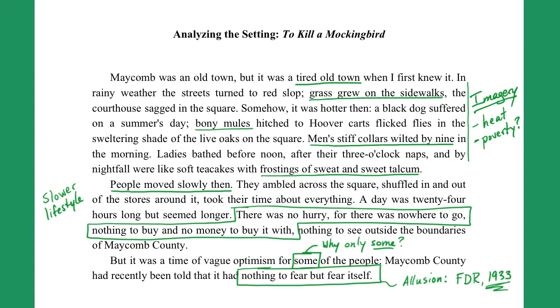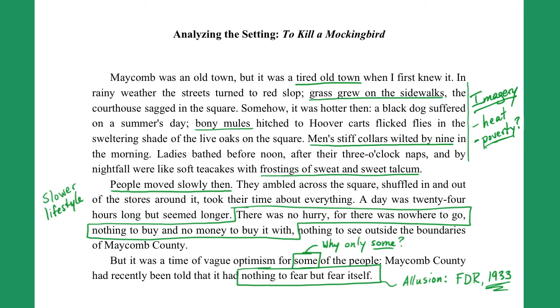but also some of it seemed to be about poverty, like the bony mules, as if the mules aren't being fed enough. Later on in the second paragraph, it says there was no money to buy anything with. So I'm getting this idea of poverty. The heat obviously comes from the fact that we're in the South. She mentioned earlier that we were in Alabama. And then she gives us an idea of the people in the second paragraph.